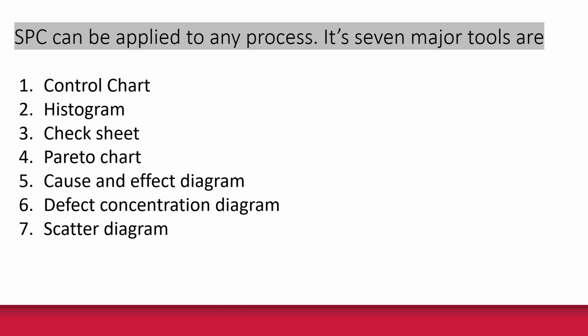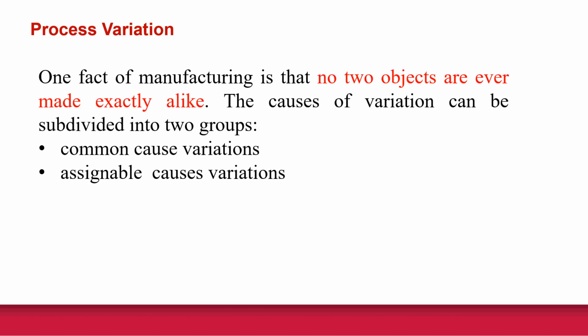One fact in manufacturing is that no two objects are ever made exactly alike. It's impossible. The causes of variation can be subdivided into 2 groups. One is what's known as common cause variations, and the second is what's known as assignable cause variations. We'll take a look at each one of these separately.